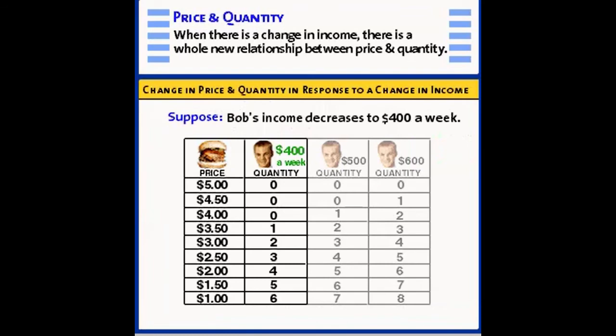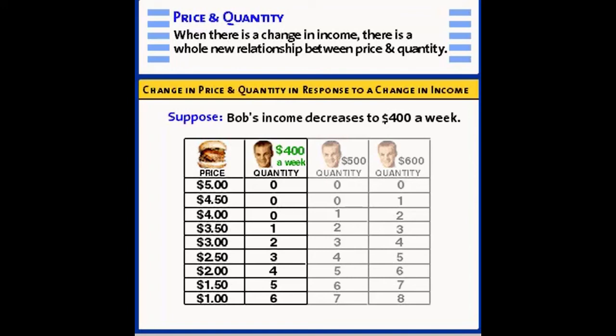What we see is that at an income of $400, Bob is not going to buy a hamburger until the price drops to $3.50. That's the price at which he is first willing to purchase burgers. Then, as the price falls by 50 cents, he'll buy another one, and so forth. And when the price gets down to $1 per hamburger, Bob will buy 6 hamburgers per week. So in this case, we can see that at a lower income, Bob will buy fewer hamburgers at every price.